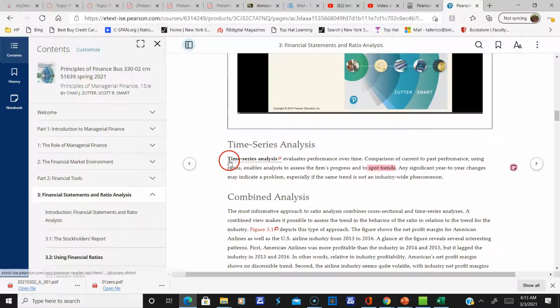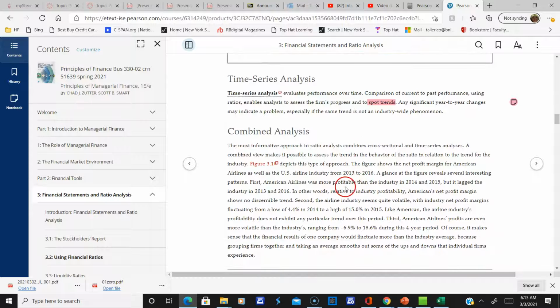All right, so that was interesting. All right, and then the other item we have here is what's called time series analysis, and that evaluates performance over time. And what they try to do here, and I highlighted here, they try to spot trends. All right, any significant year-to-year changes may indicate a problem.